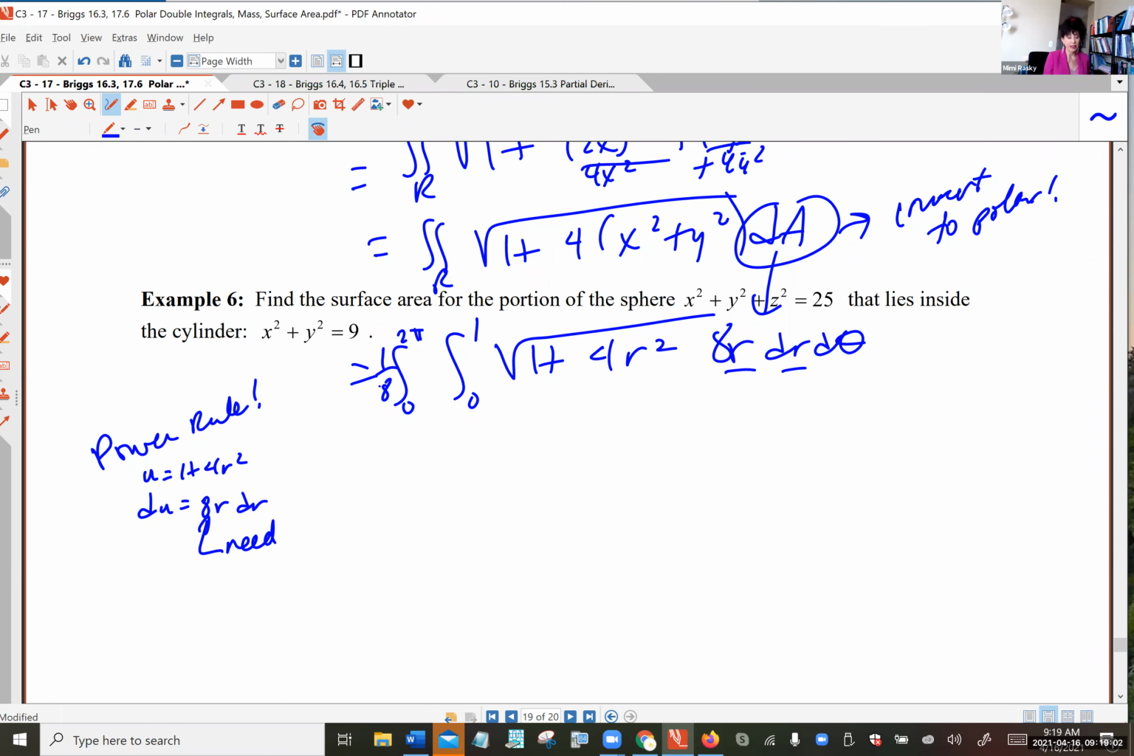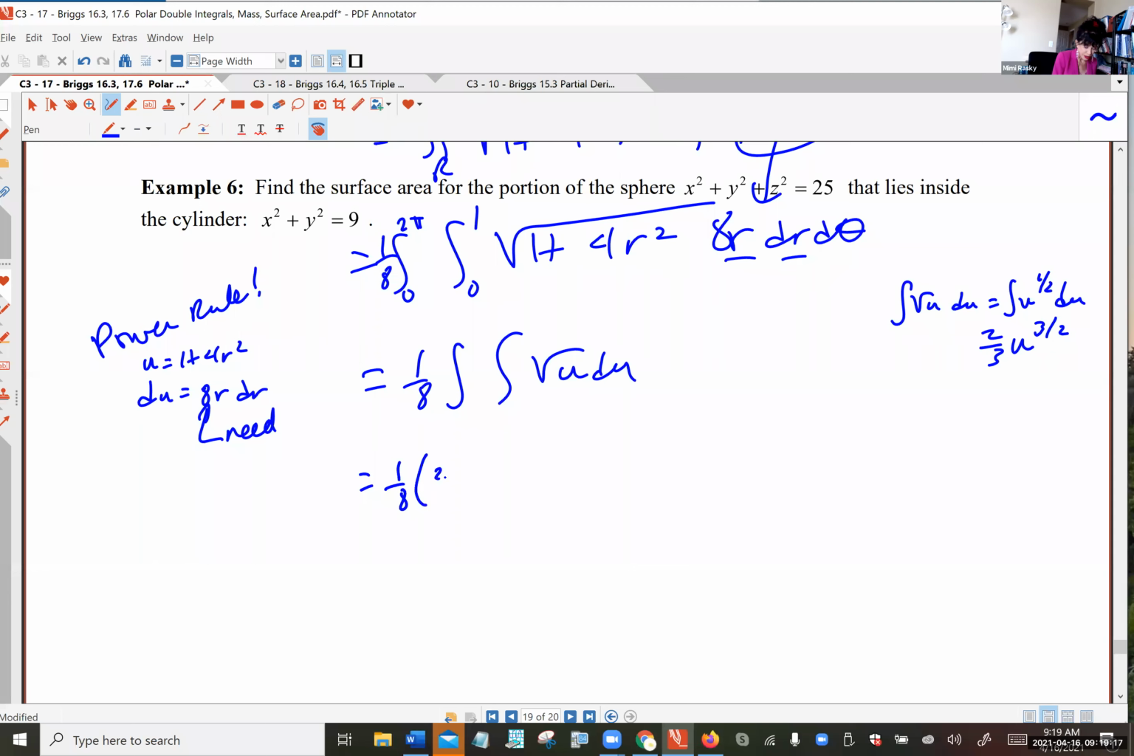Now this integral looks like the square root of u du, which is the same as u to the 1/2, and the antiderivative is 2/3 u to the 3/2. I'm going to pull the 2/3 out, and I'm going to have 1 plus 4r squared to the 3/2, evaluated between 0 and 1. I'm going pretty quick here, sorry. We reduce that to 1/12. So I'm going to have 1 plus 4 times 1 squared, that whole thing to the 3/2, minus 1 plus 0 to the 3/2, d theta.